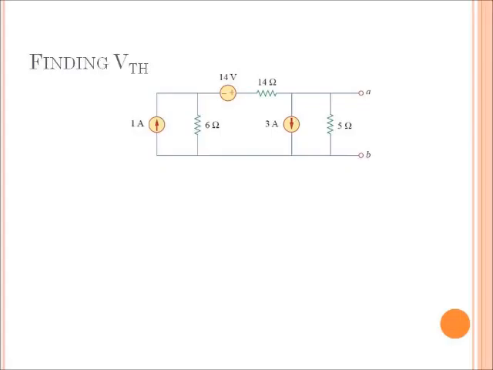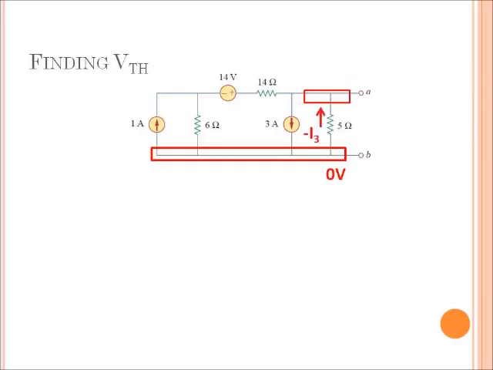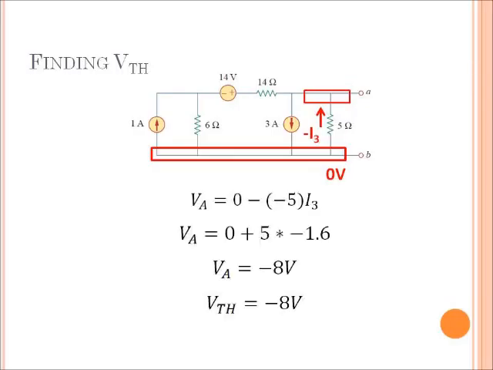V Thevenin is merely the voltage from VA to VB. We set VB to our ground earlier, so we know that that is 0 volts. Now we just need to find VA. Since we know VB is equal to 0 and we know negative I3 flows across the resistor, we know that VA is equal to 0 plus negative I3 times negative 5, the 5 being negative since the current flows through the negative terminal first. And we simplify that to find that VA is equal to negative 8 volts.